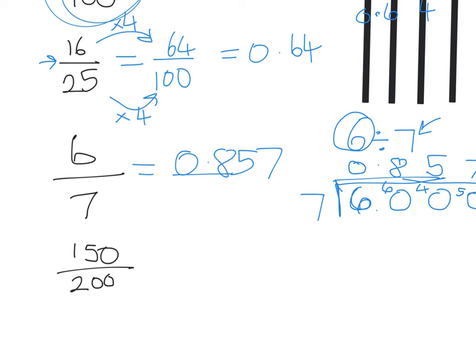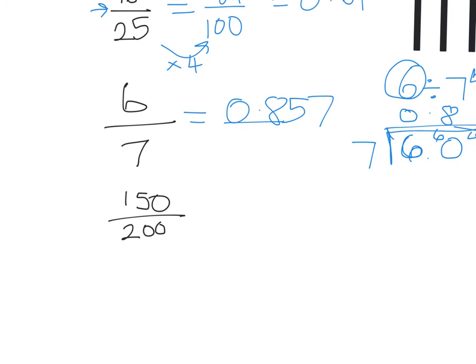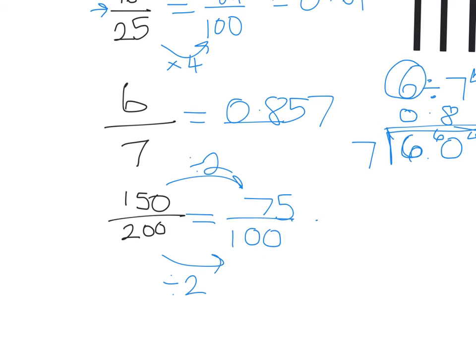Okay, let's have a look at this one. Now, whenever you're asked to change a fraction into a decimal, it's good to look at the denominator and think, can I easily make this into one of my place value columns? Can I easily make this into 10 or 100 or 1,000? Well, if you have a look here, I can actually make 200 into 100 by halving it. And since the top is even, this is a reasonable move to make, and 75 over 100, which is 0.75.